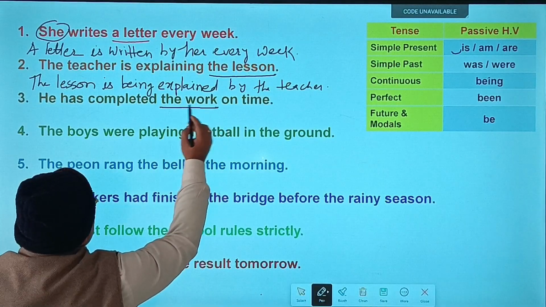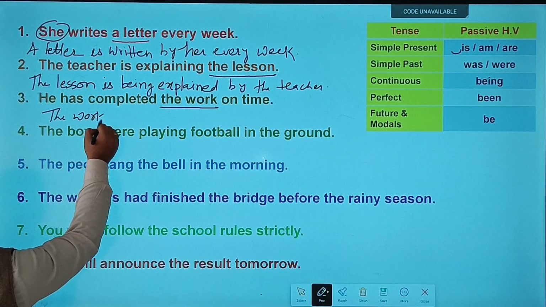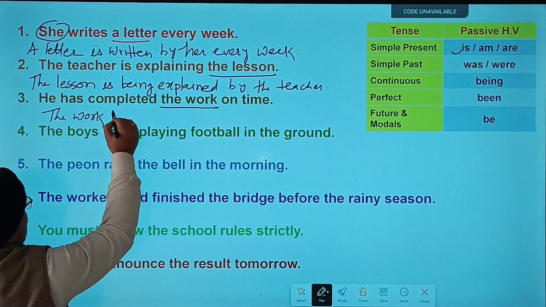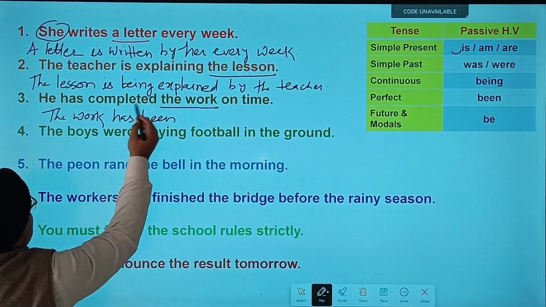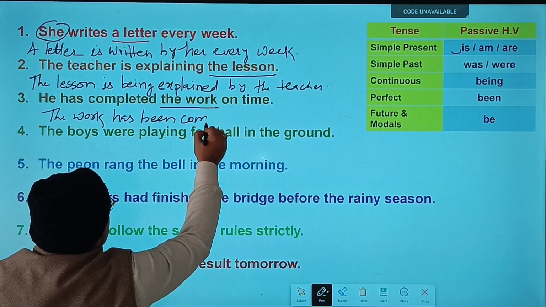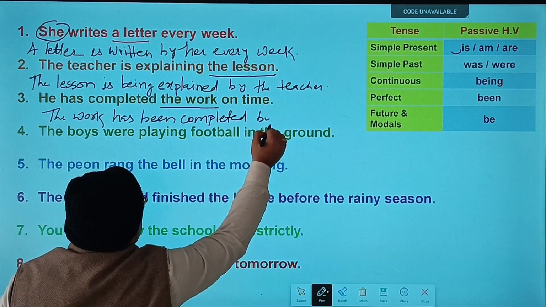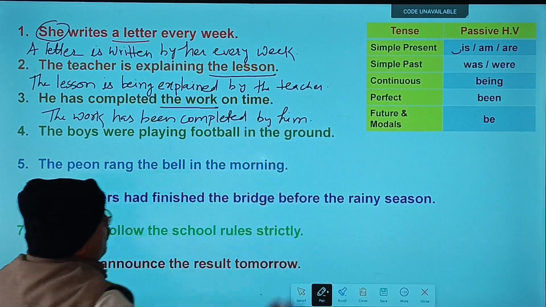He has completed the work on time. What is the object? The work. Now the tense is present perfect, so been. The work has been completed, V3, by. He will change into what? Him. Yes or no?